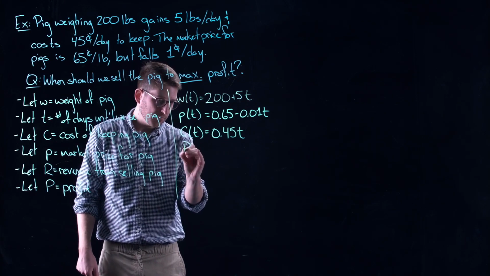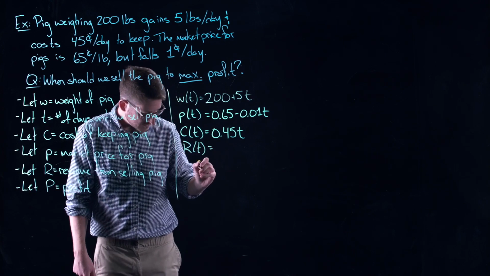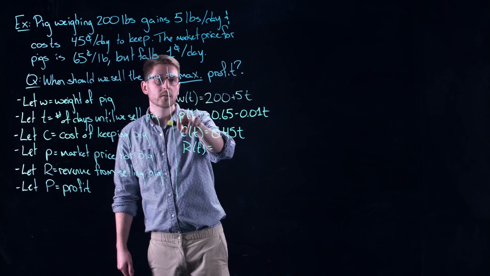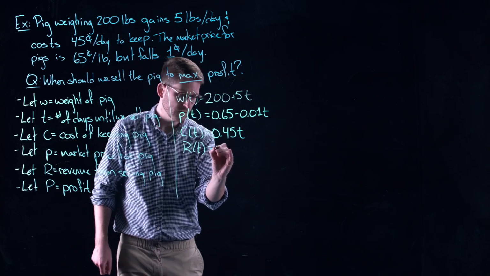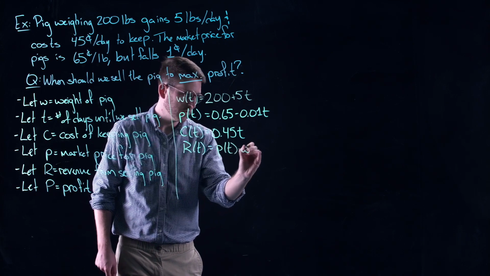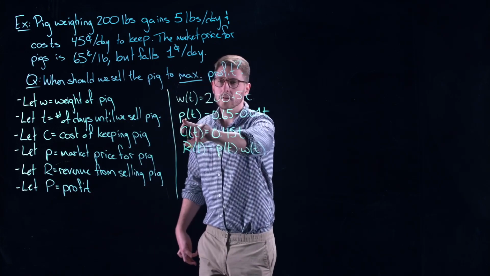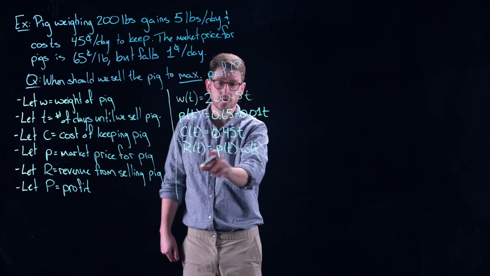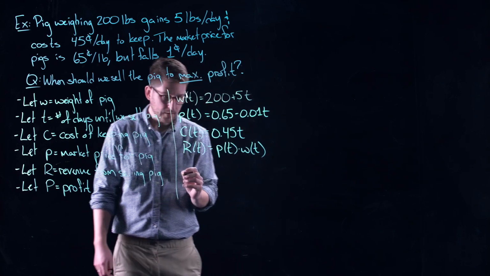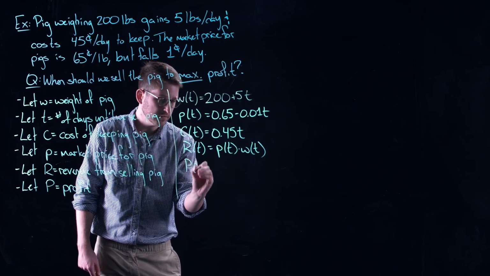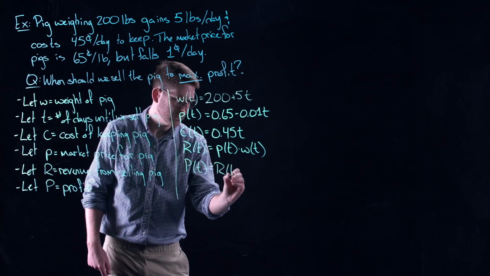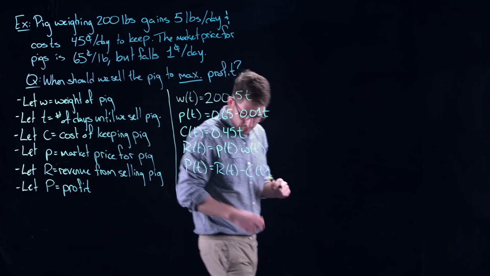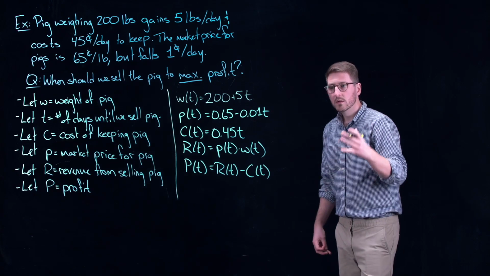And then the revenue, well, it's going to be the price from selling the pig times the weight of the pig. So this is P of t times W of t. This is the price per pound. This is the number of pounds. And then the profit is going to be the revenue minus the cost. Revenue minus expenses. So put it all together.